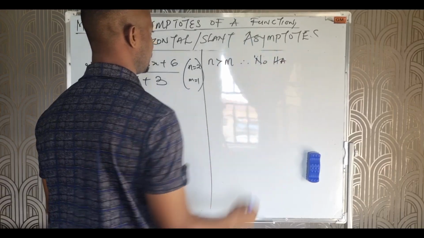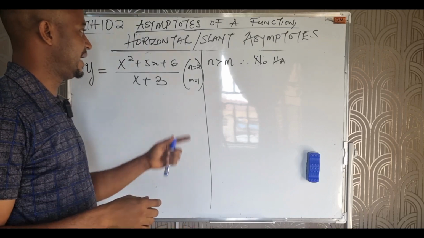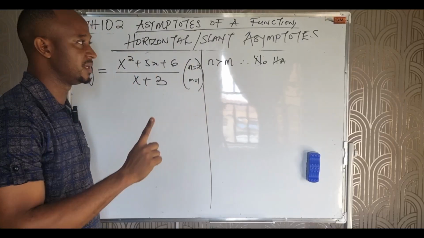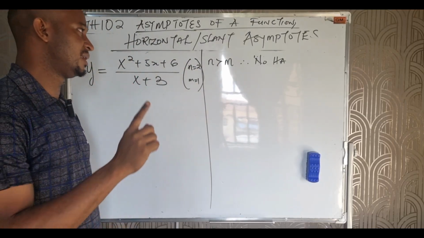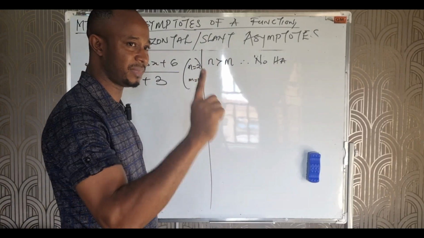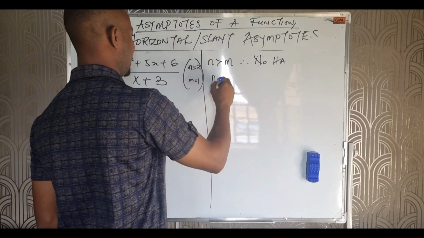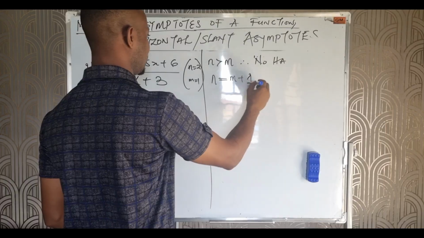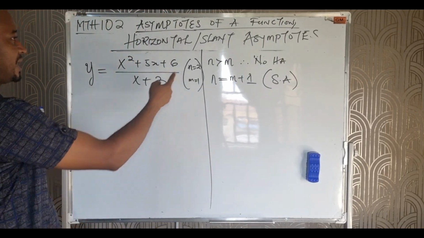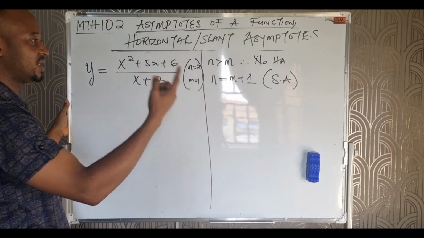All right, we have seen the conditions for HA to occur. HA occurs when n equals m or when n is less than m. But whenever n is greater than m, it means there is no HA. But there's another condition that says when n is greater than m by 1, it simply means there's a slant asymptote, meaning that when n is equal to m plus 1, we have a slant asymptote. Look at this function here. N is 2. N means the degree of the numerator. M means the degree of the denominator.